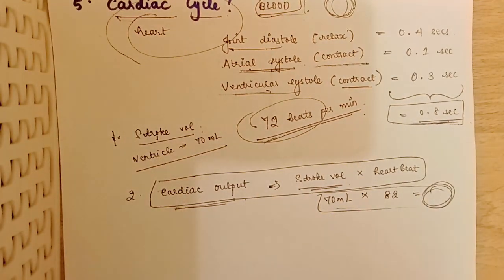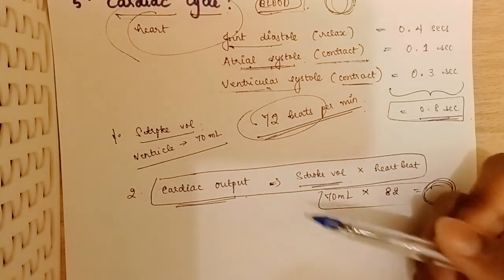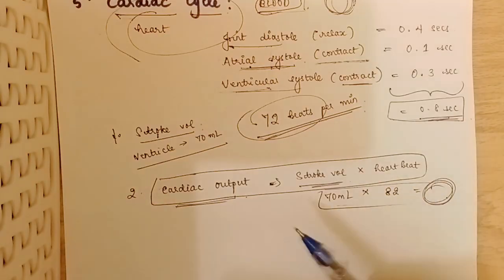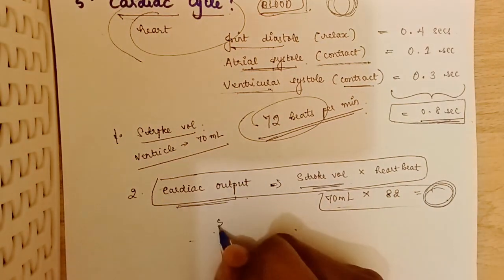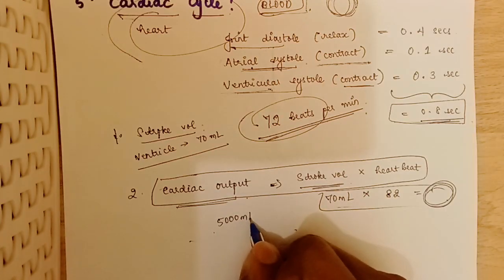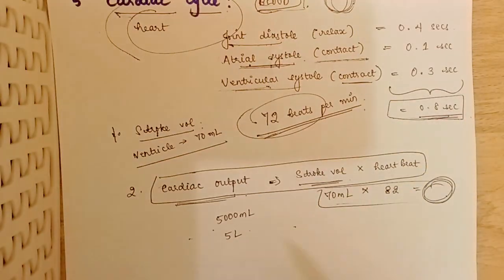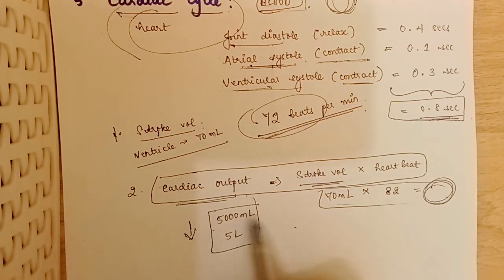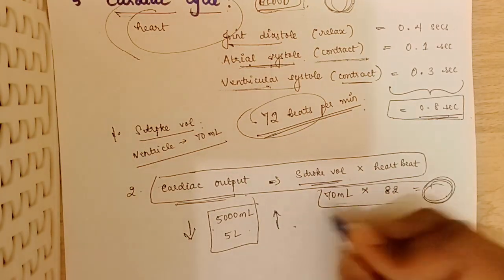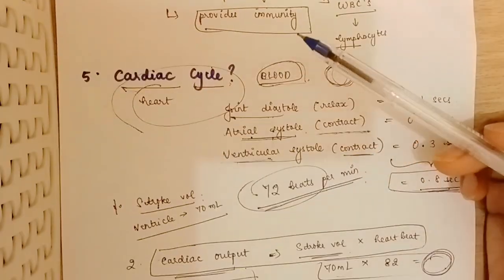Now, what is cardiac output defined as? It is defined as the volume of blood pumped out by each of the ventricles per minute. It is basically 5000 milliliters or 5 liters in a healthy individual. So if the person is unhealthy, it can be either below 5000 milliliters or above 5000 milliliters. This is what you need to know from the cardiac cycle.